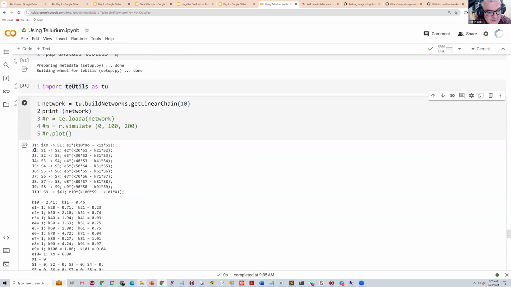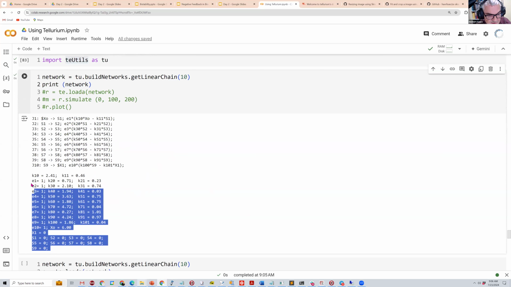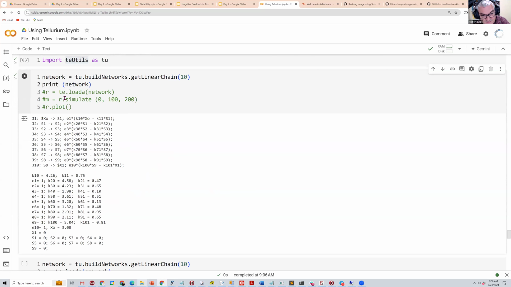So it generates this random linear chain, okay? So x0 to S1, S1 to S2, S2 to S3, and so on. It puts boundary species at the front and the end, and it puts in this sort of reversible mass action rate law. It also has this little E at the front. It sort of represents an enzyme. And then they're all initialized down here to just random values, okay? And I can do this as many times as I want, and I'll get a different set of random values.